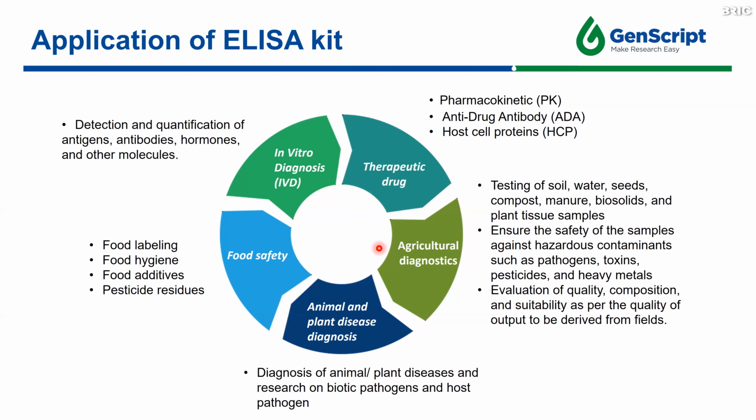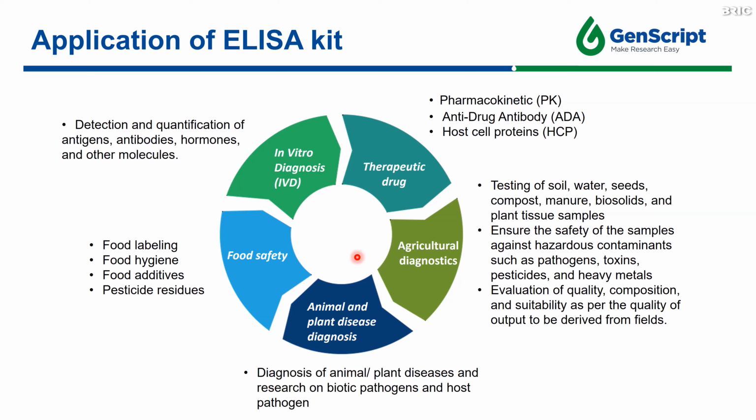In the agriculture aspect, the ELISA technique is widely used in testing soil, water, seed, compost, biosolid, and plant tissue samples. It can also be used to ensure the safety of the sample against hazardous contaminants such as pathogens, toxins, pesticides, and heavy metals. It is used to evaluate the quality, composition, and suitability of the fuel output.